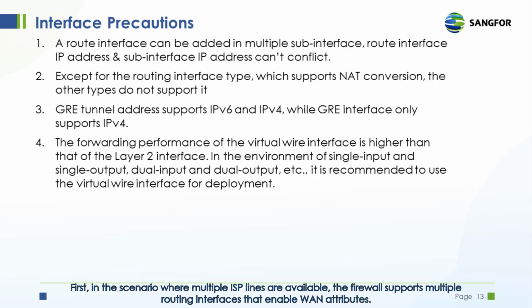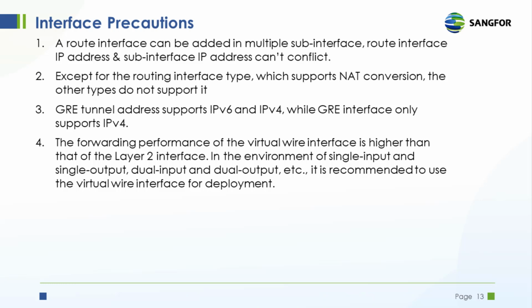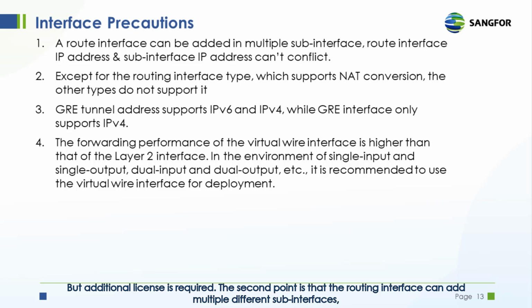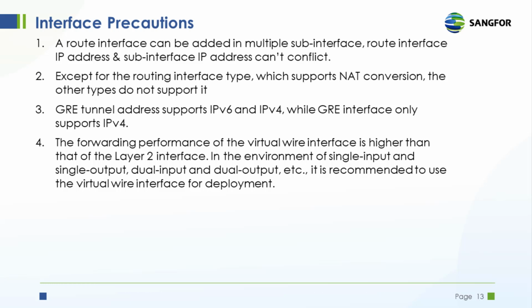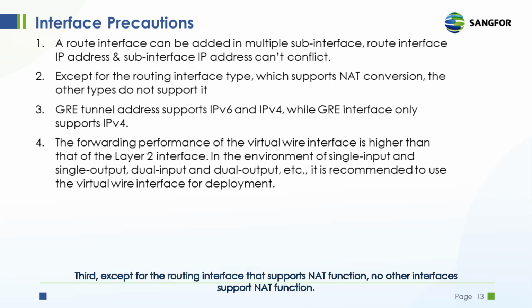First, in the scenario where multiple ISP lines are available, the firewall supports multiple routing interfaces that enable WAN attributes, but an additional license is required. The second point is that the routing interface can add multiple different sub-interfaces, but the IP address of the routing interface and the IP address of the sub-interface cannot conflict. Third, except for the routing interface, no other interfaces support NAT function.